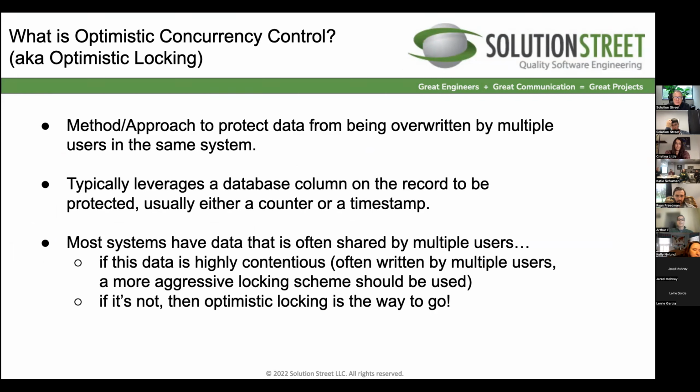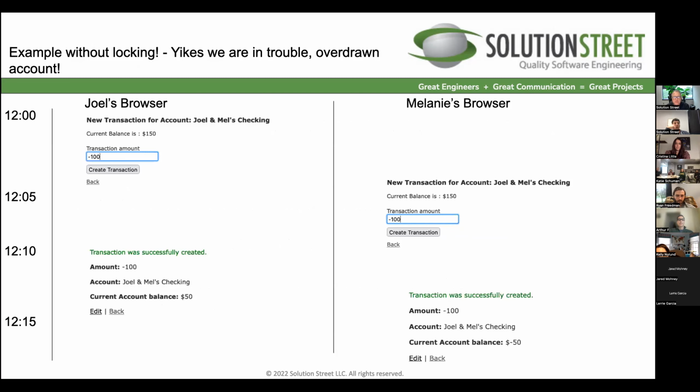Most systems have data that's shared by multiple users. If this data is highly contentious, often written by multiple users, then a more aggressive locking scheme should be used. If not, then maybe optimistic locking can help. So I want to give an example without optimistic locking.